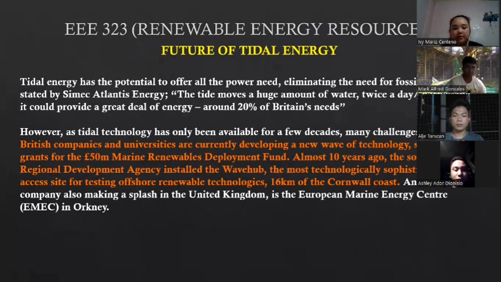British companies and universities are currently developing a new wave of technology supported by grants from the 50 million euro Marine Renewables Deployment Fund. Almost 10 years ago, the South West Regional Development Agency installed the Wave Hub, the most technologically sophisticated open access site for testing offshore renewable technologies, 16 kilometers off the Cornwall coast. Another company also making a splash in the United Kingdom is the European Marine Energy Centre, EMEC, in Orkney.